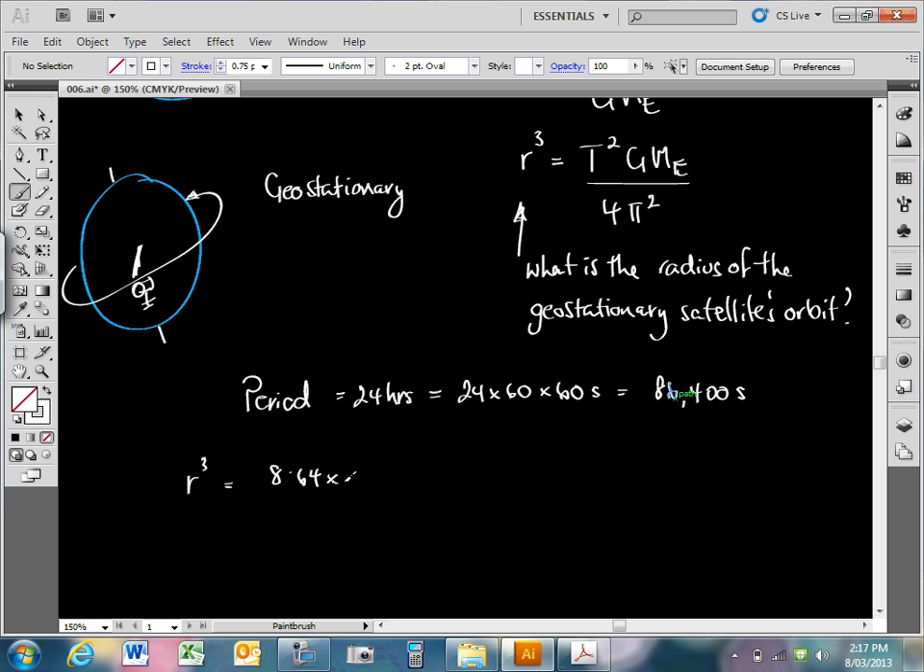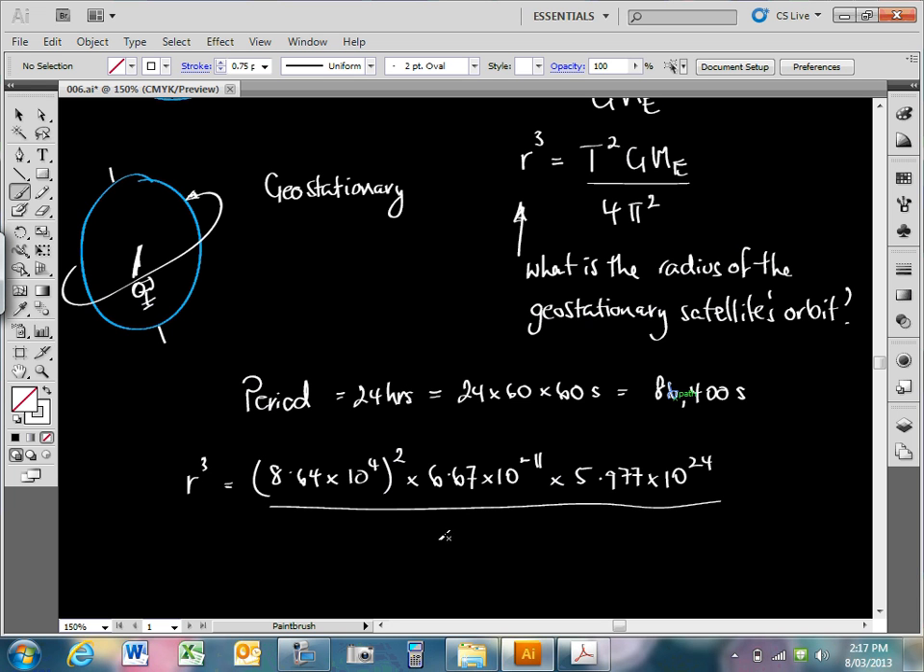8.64 times 10 to the 4. That's T squared times G, 6.67 times 10 to the minus 11, not plus 11, times the mass of the Earth, all over 4 times pi squared.